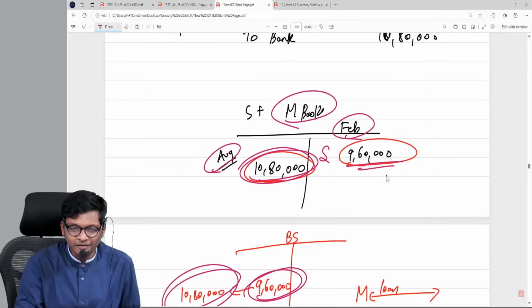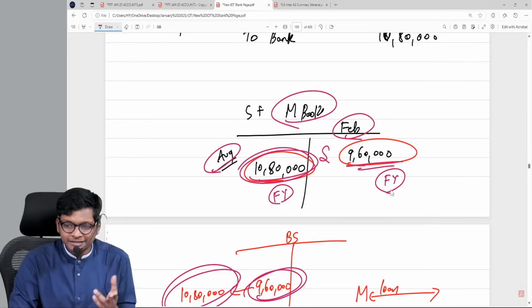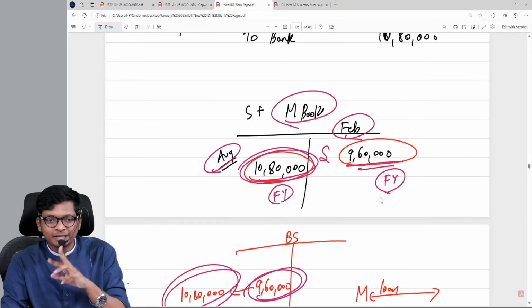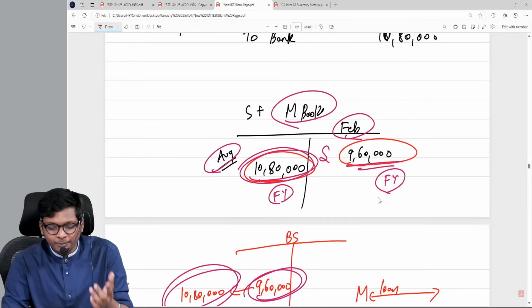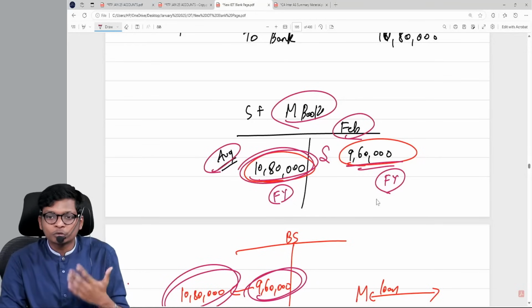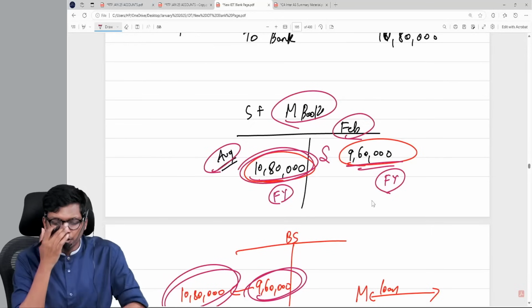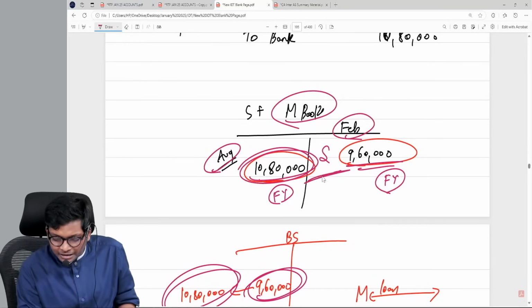This is happening in one financial year. This is happening in the next financial year. This year, a different article will go for audit. Next year, a different article will go for audit. The company can escape. Many companies do this. So as an article, you have to connect the two transactions.